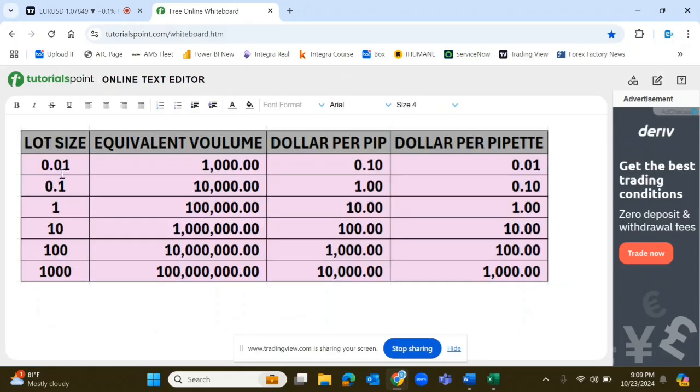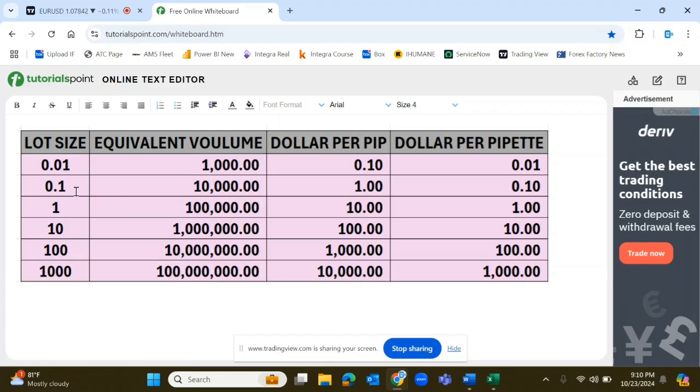Now let's go to this. Lot size in forex: the minimum lot size you can pick in forex is 0.01. Look at it here, 0.01. You can pick anything: 0.02, 0.03, 0.05, 0.08, 0.1, 0.9, 1, 10, 20, 100, depending on your account size or volume.